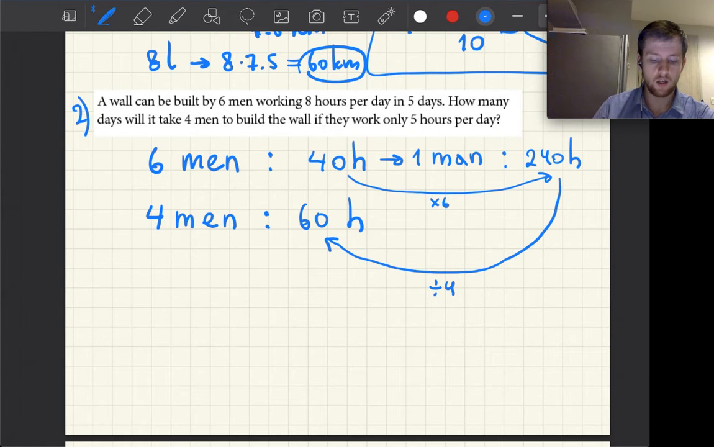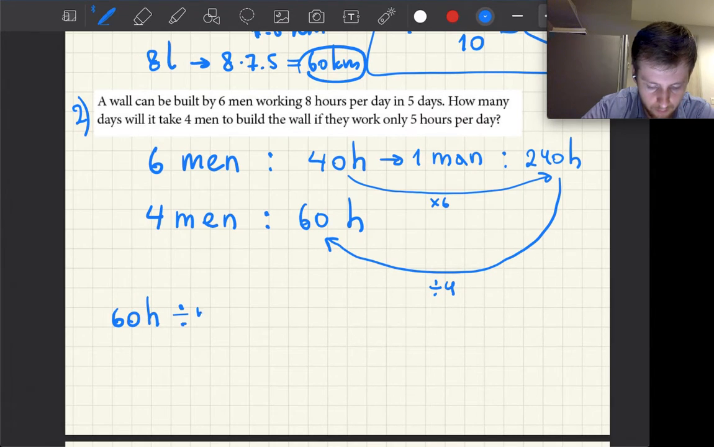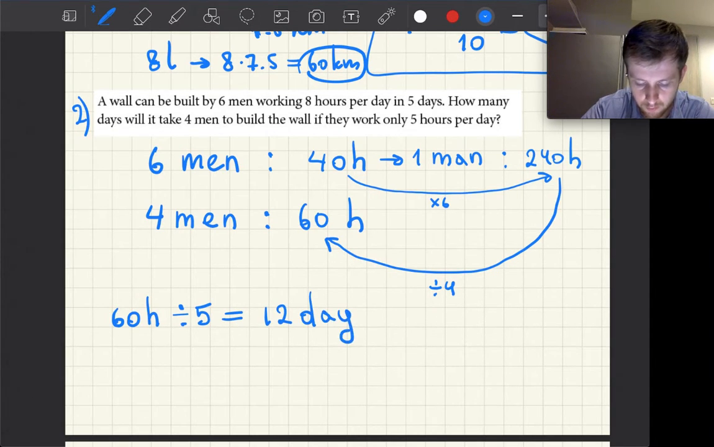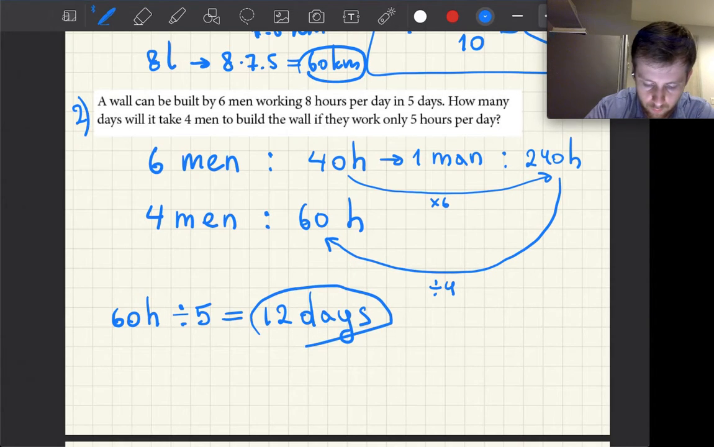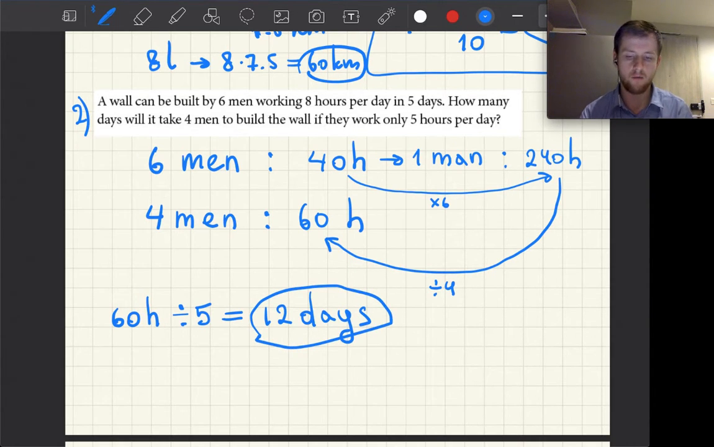Okay. So the final question is, how many days will it take 4 men to build the wall if they work 5 hours per day? It will take them a total of 60 hours, at 5 hours per day. So divided by 5, it's going to be equal to 12 days. So it's going to take them 12 days to do this work if they work 5 hours per day.